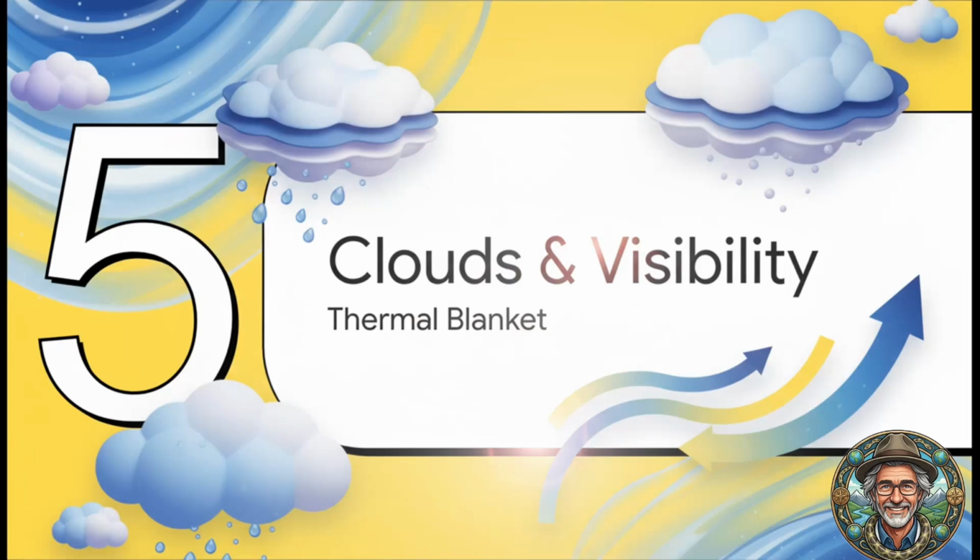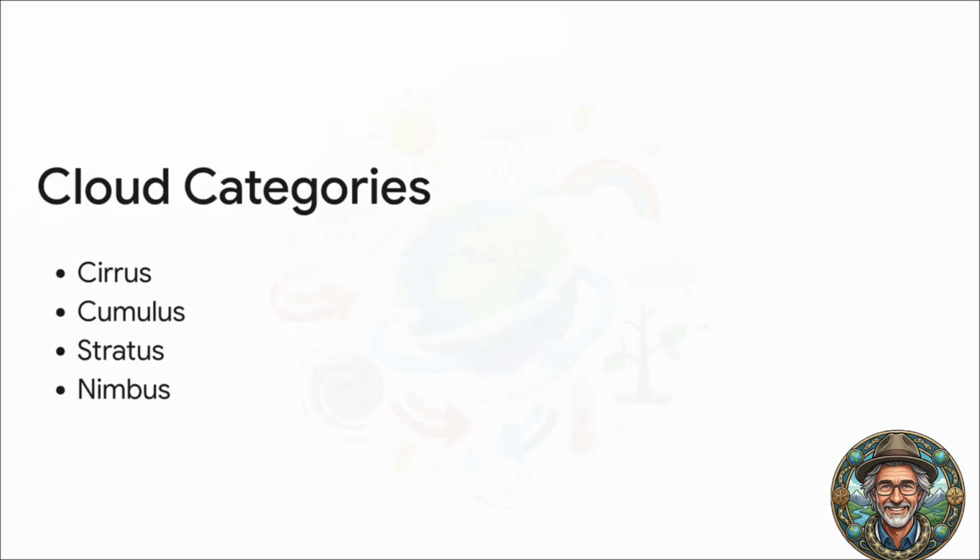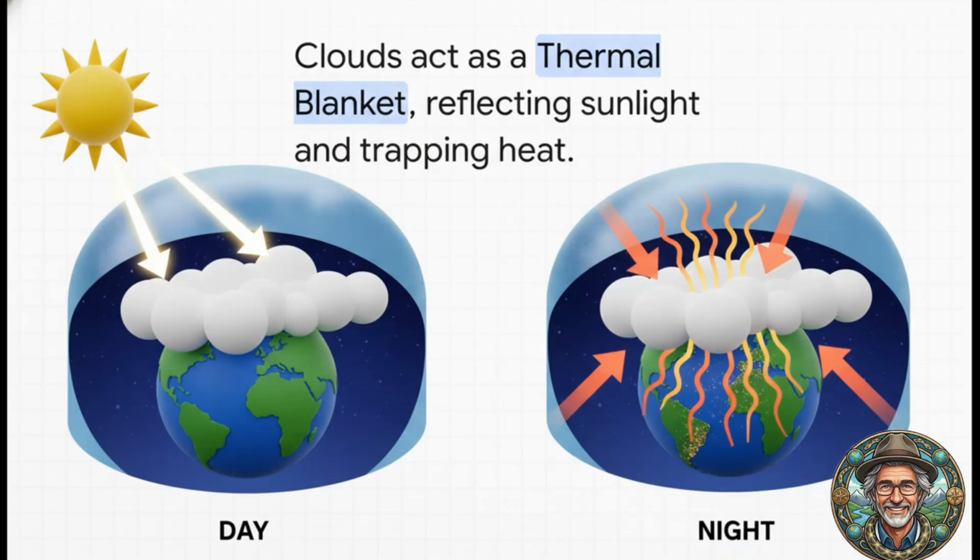Which smoothly leads us into Section 5, Cloud Types and Visibility, the sky's thermal blanket. Obviously, before that precipitation actually falls, we get clouds. But what exactly are they? At their core, clouds are really just floating clusters of condensed water and ice crystals. Scientists group them by their height and shape. You've got the high, wispy cirrus clouds, the fluffy cumulus ones, the thick, layered stratus clouds, and finally, the dark, heavy, rain-bearing nimbus clouds.